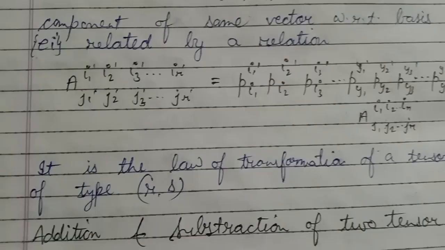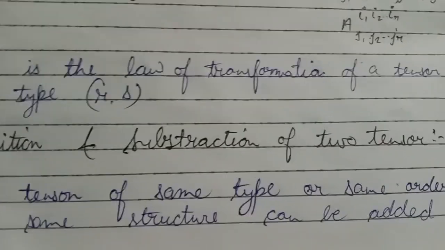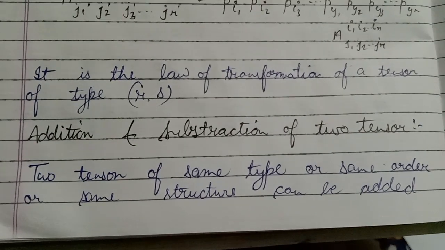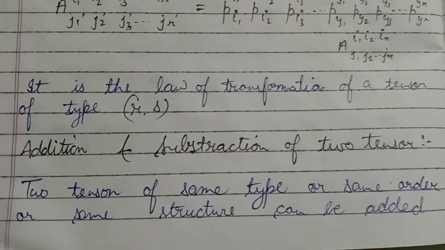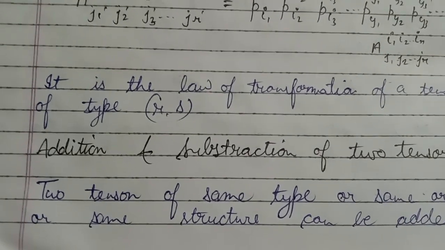Now addition and subtraction of two tensors. Two tensors of the same type, same order or same structure can be added and subtracted, and the resulting tensor is of the same order.